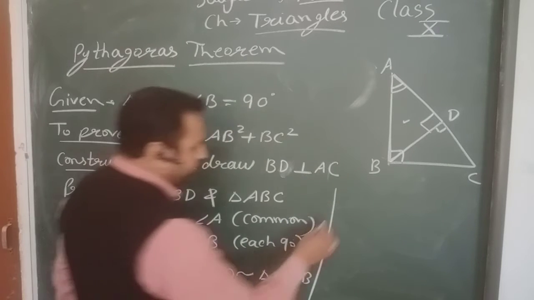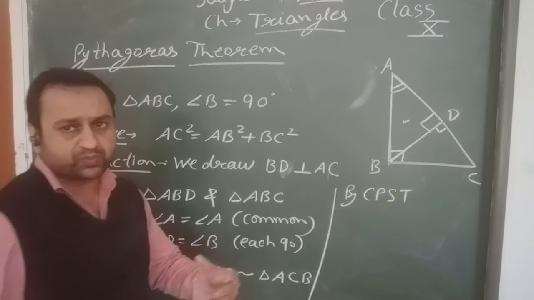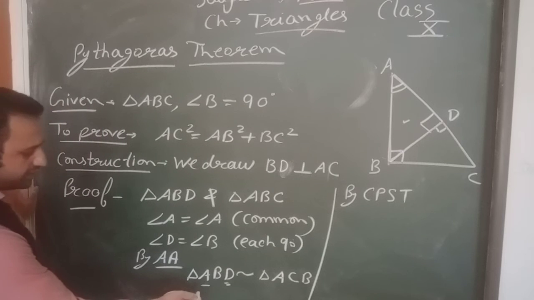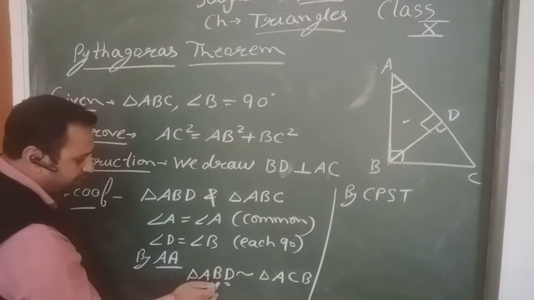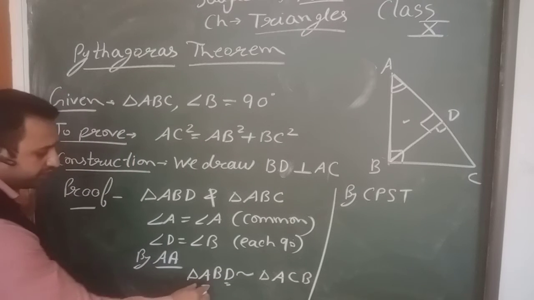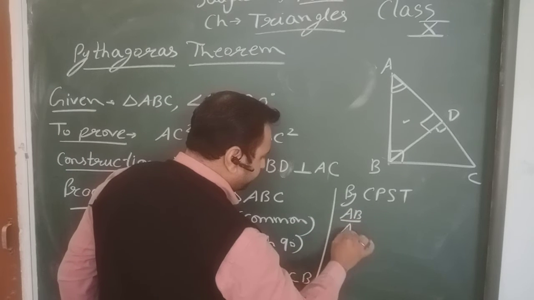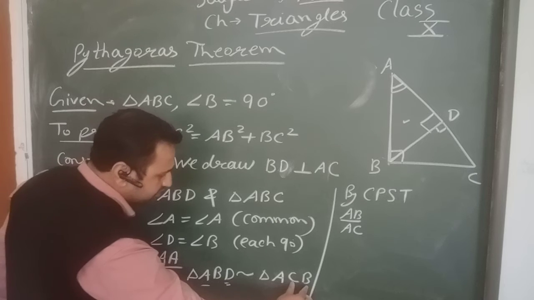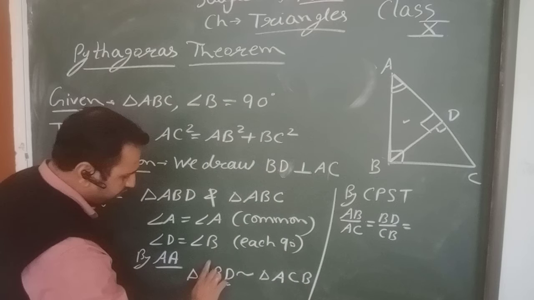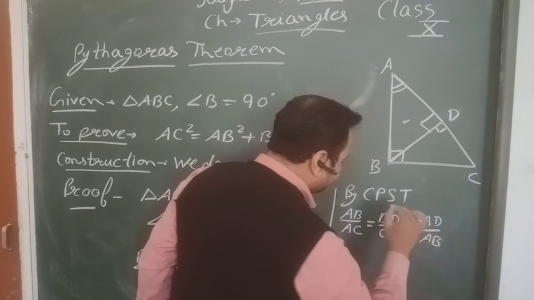we note down by CPST. CPST means corresponding parts of similar triangles. So by corresponding parts of similar triangles, we can say that angle A equal to angle A, angle B equal to angle C, angle D equal to angle B, or the ratio of sides: AB upon AC, also BD upon CB, and AD upon AB.